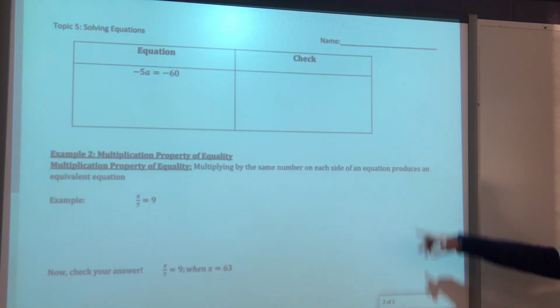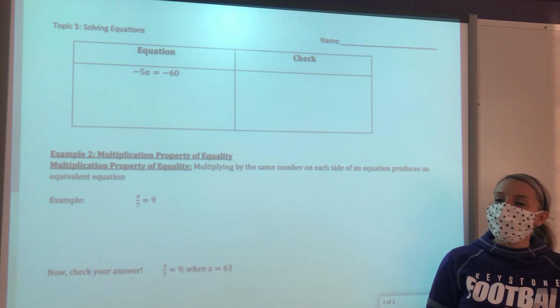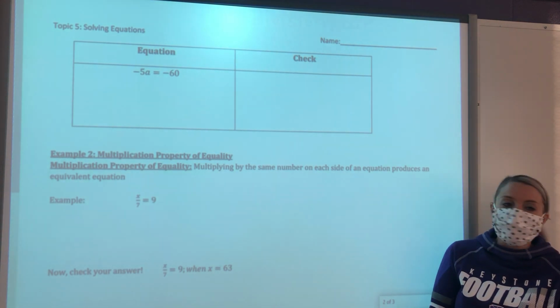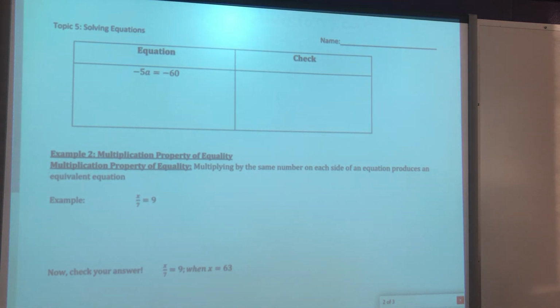That's so weird. All right, try this one on your own. Negative 5a equals negative 60. Negative 5a equals negative 60. So go ahead and try that one on your own.